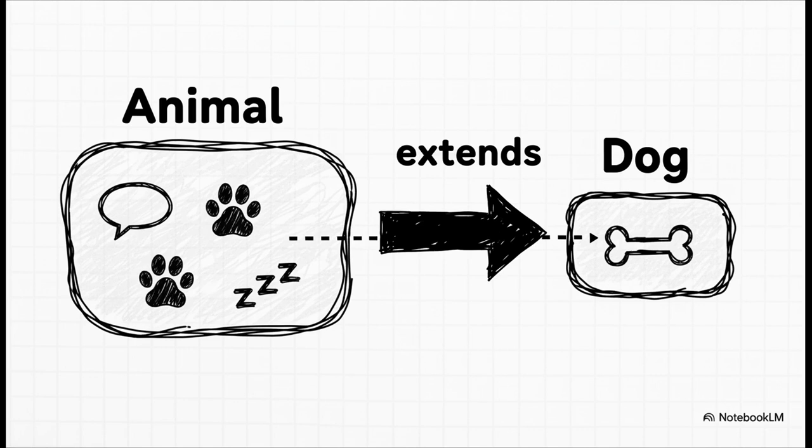So, what does this actually look like in code? Well, in Java, it's all thanks to one simple keyword, extends. You can see it right here. The dog class extends the animal class. That one little word instantly gives our dog object all the abilities of an animal, like a make sounds method, while still letting it have its own special dog-like things, like a bark method.